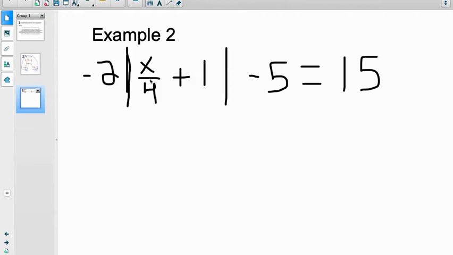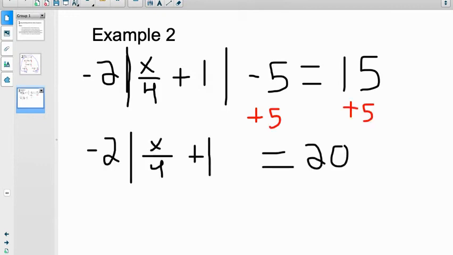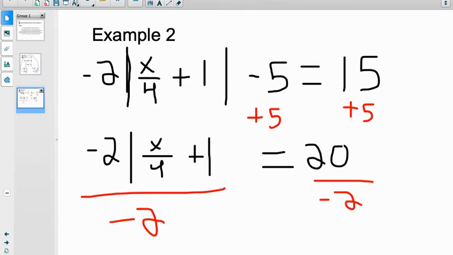Now our next example, we have negative 2 times the absolute value of x divided by 4 plus 1, minus 5 equals 15. In this one, we have to get everything away from the absolute value. First step, add 5 to both sides. So we're left with negative 2 times the absolute value of x divided by 4 plus 1 equals 20. Then we divide by negative 2.